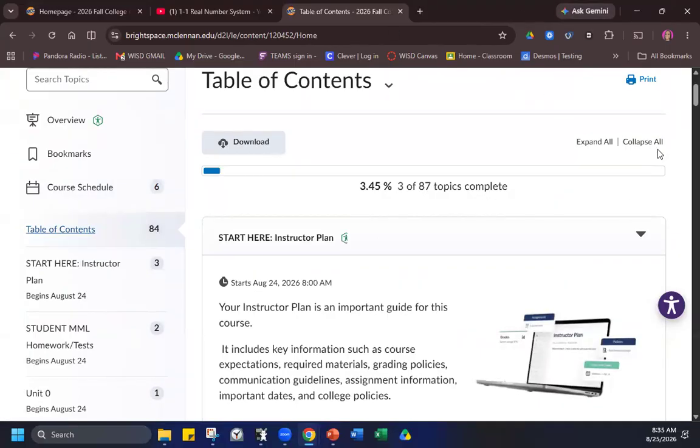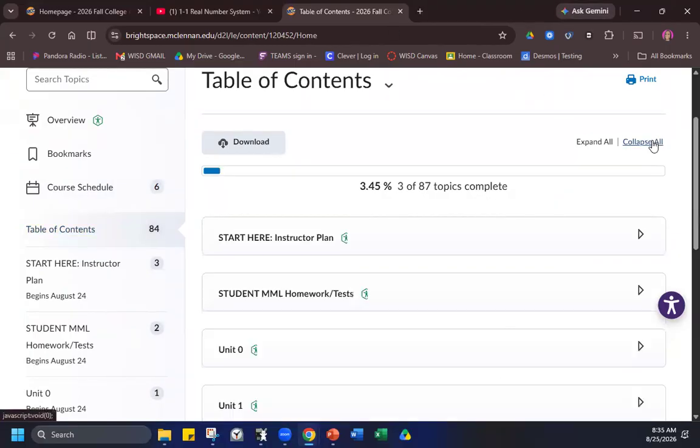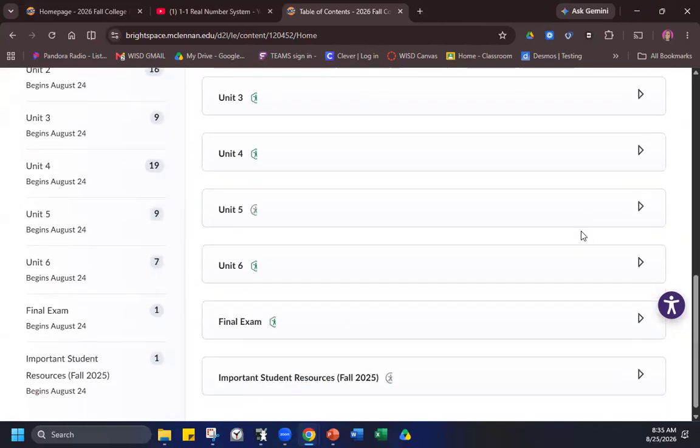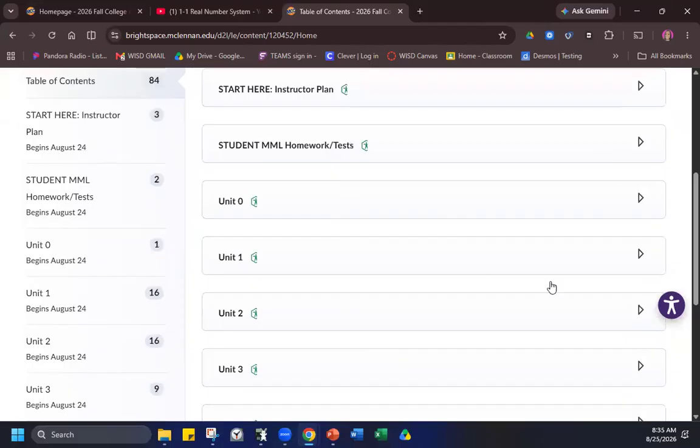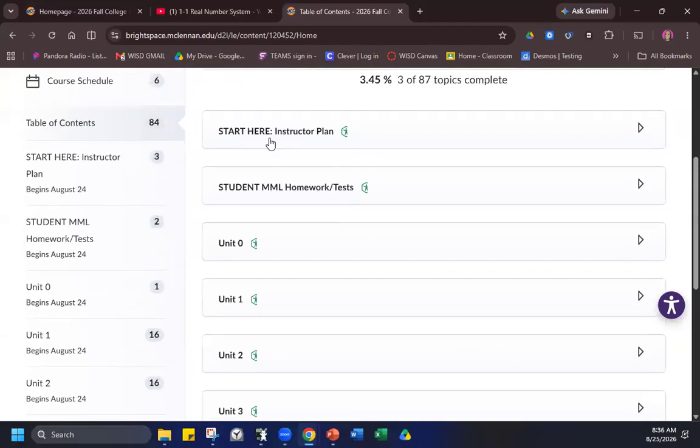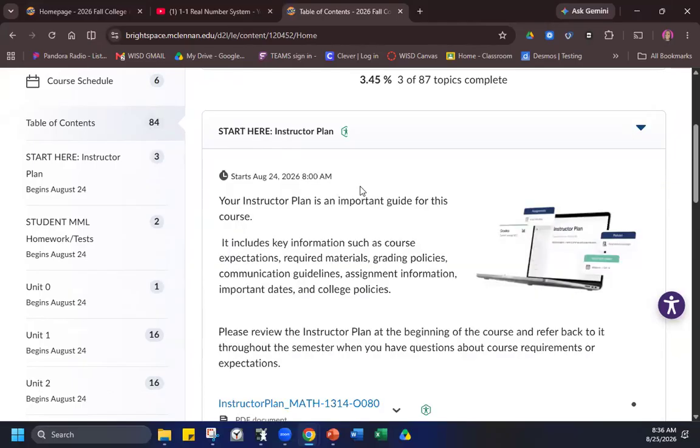When you click on table of contents, this is just all of your course at once. That's all that table of contents is. I like the collapse all feature because it allows you to jump to the different units and sections, but you can see our course all at a glance and then go to where you need to start. Do you see where it says start here? That's where you start. Start here is where we begin.